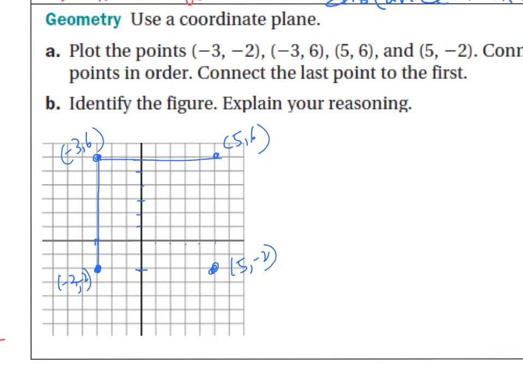I'm going to connect these dots. Identify the figure. Obviously, it's a square with 4 equal sides. If you count the individual squares, 1, 2, 3, 4, 5, 6, 7, 8 by 8. Okay, and that concludes our lesson.